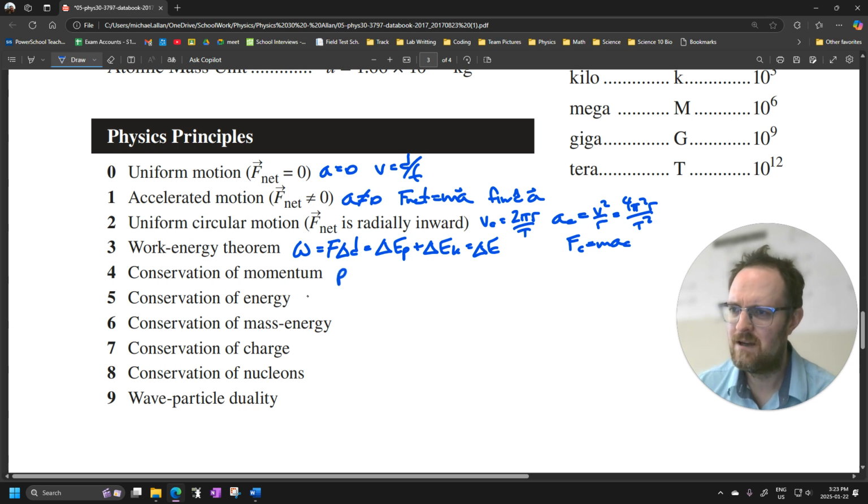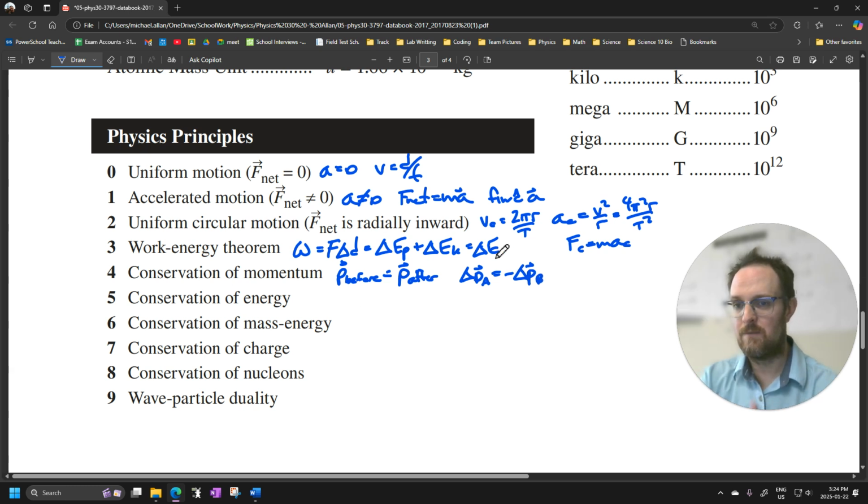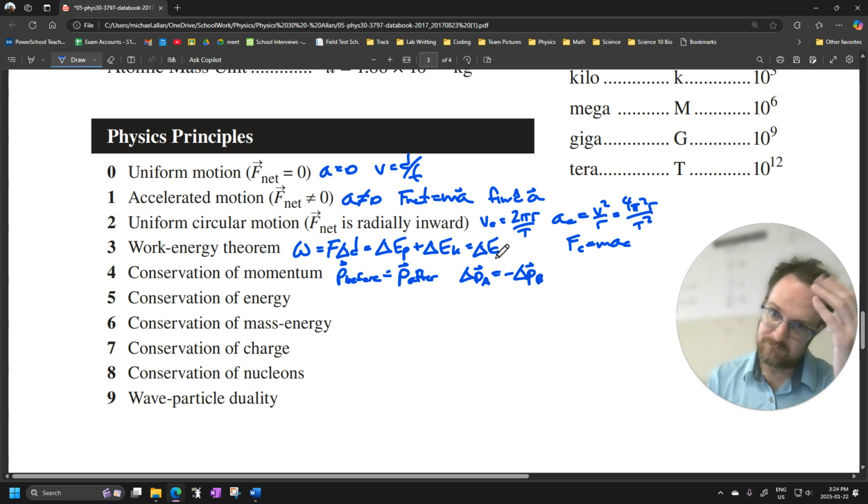Conservation of momentum, that's when the momentum before is equal to the momentum after. And you could also think of this as impulse. If the impulse of one object is equal to the negative impulse of the other object. Because if one momentum goes up, the other has to go down, which is how it works out.